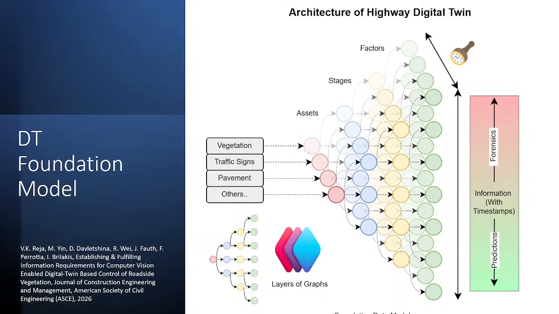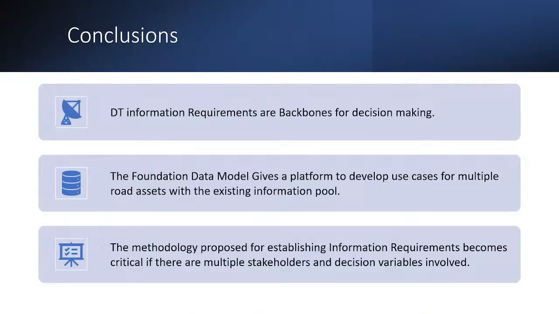The information requirements could be used for multiple other assets. So finally, concluding my presentation, the information requirements we see are the backbone of any digital twin. The foundation data model which we have explored can be used for multiple use cases for the road assets with the existing information pool. We have shown just one, and the methodology proposed for establishing information requirements becomes critical if there are multiple stakeholders and decision variables involved.